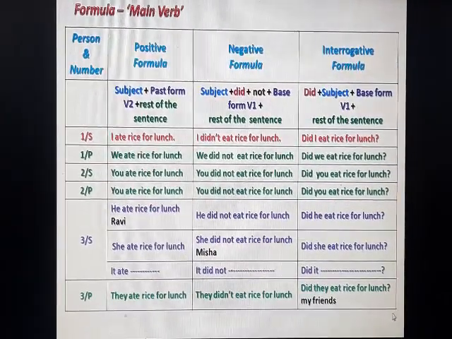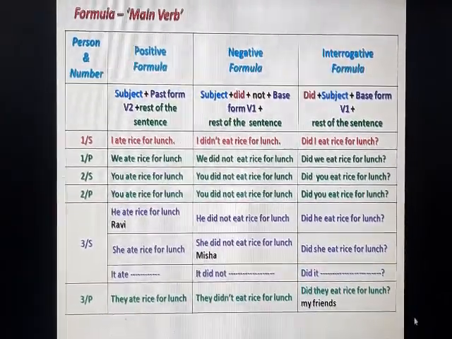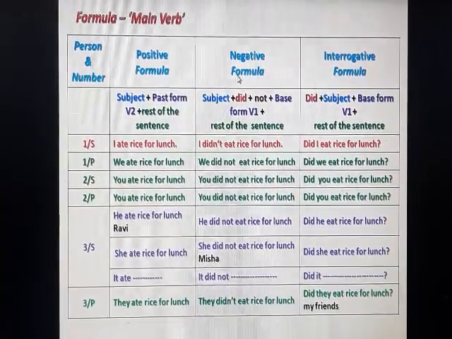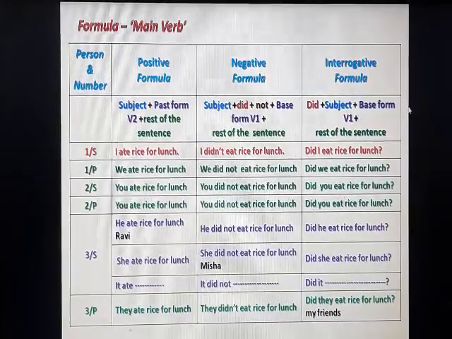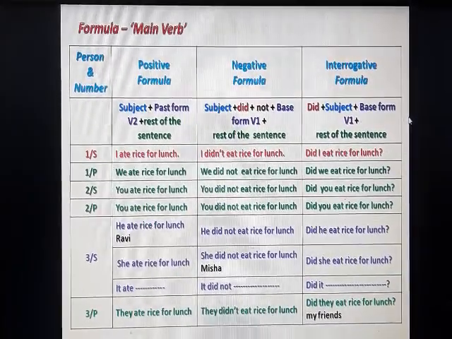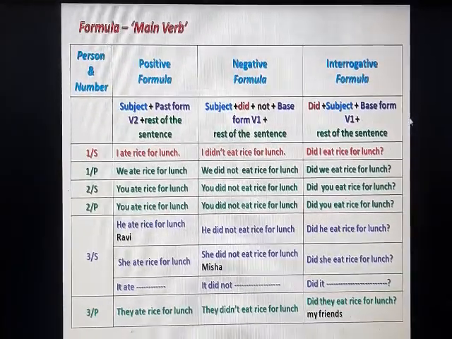I hope children you have understood how to change the positive sentences into negative and interrogative in the past tense, in the main verb also, in the be verb also. I shall see you in the next session.